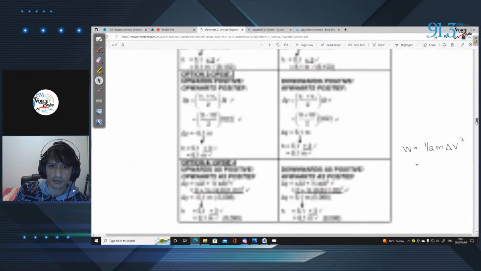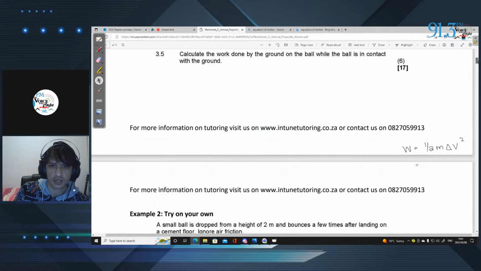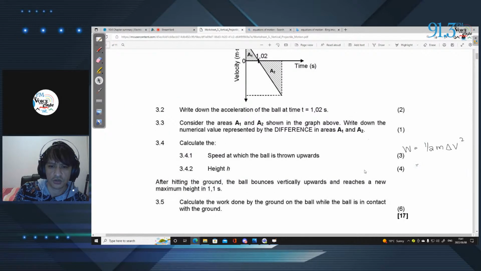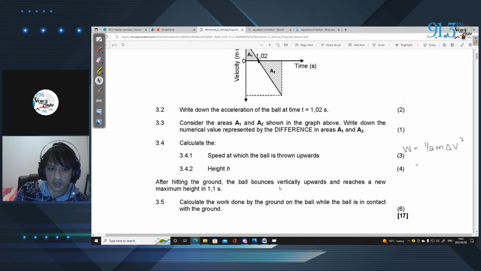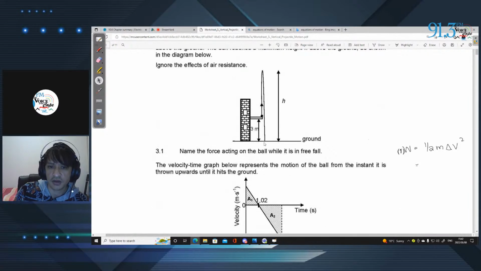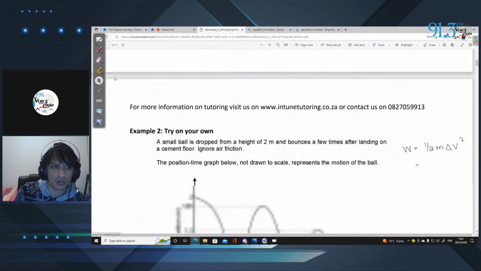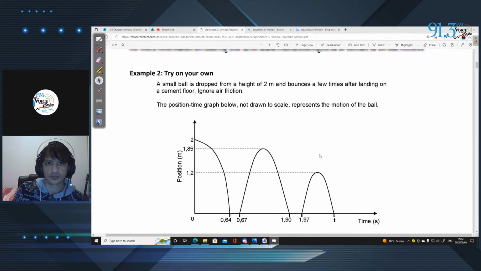So let us go up here. Give me a second. Okay, this is making it all very hard to do. Okay, here we go. And that is the work done by the ground on the ball while the ball is in contact with the ground. Okay, and that's what we're going to get. So our initial velocity would have been at the top, right, as it's coming down, and then final velocity would have been on the ground. So clear this off. Right, and that's how you calculate the energy. So let's move on to the next one.